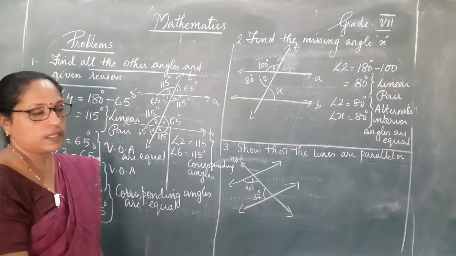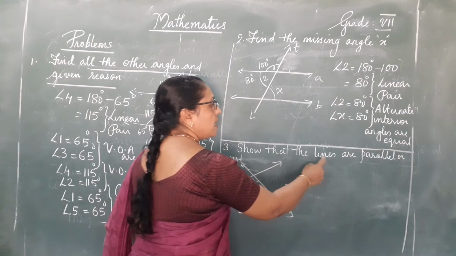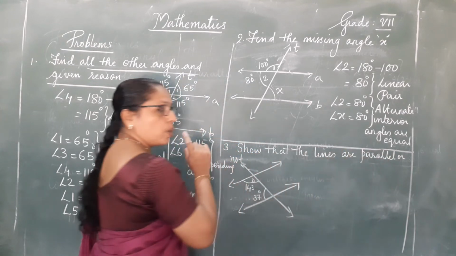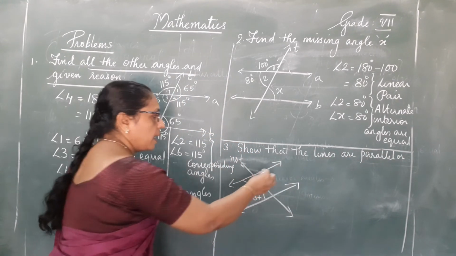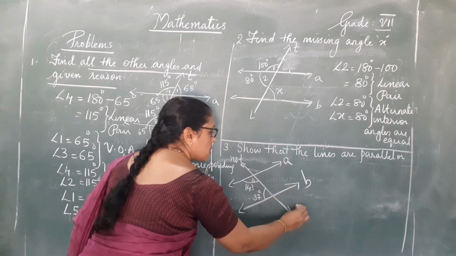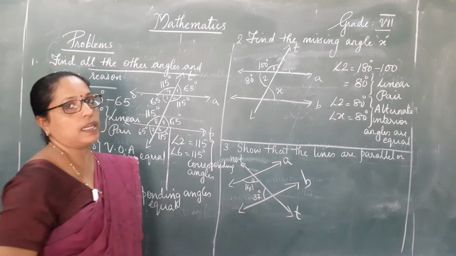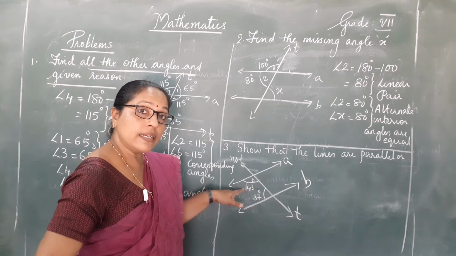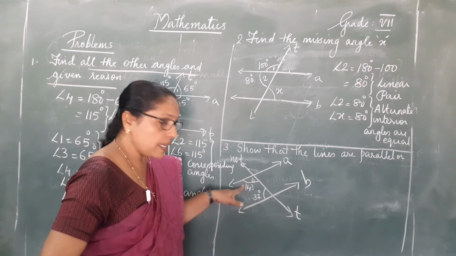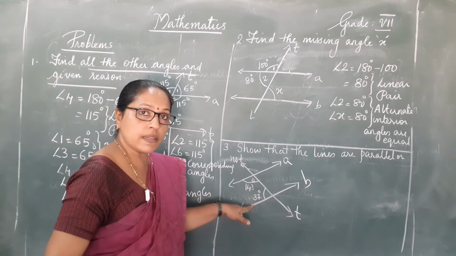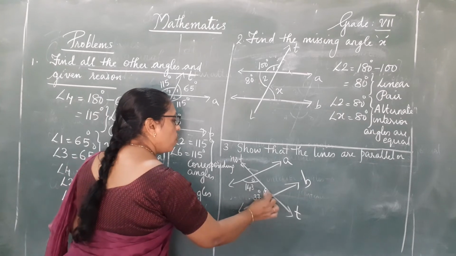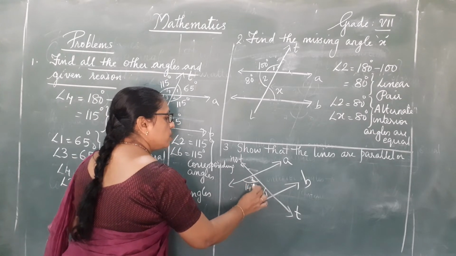Next, third question. Show that the lines are parallel or not. Whether these two lines are parallel. This is A, this is B, this is transversal. Are they parallel? So check the angles given. Here 143 degrees and here 37 degrees. So you can mark this angle 1 and this angle 2.